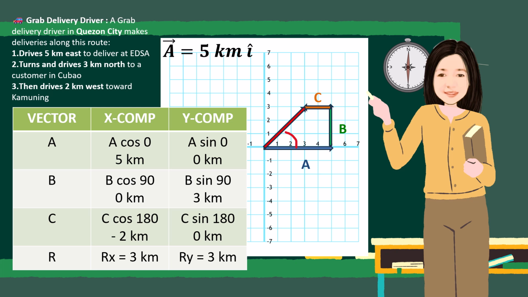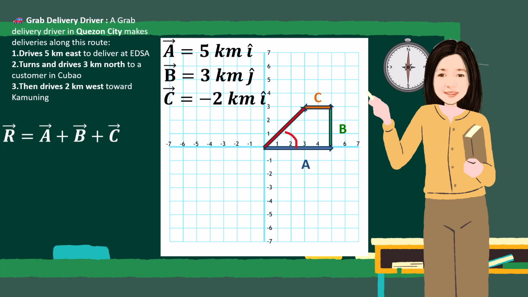Here, vector A is along the x-axis, so it is written as 5 kilometers i hat in terms of the unit vector. And vector B will be written as 3 kilometers j hat. Again, j hat is the unit vector for the direction along the y-axis. And then vector C is negative 2 kilometers i hat, negative 2 kilometers because it's going to the left.